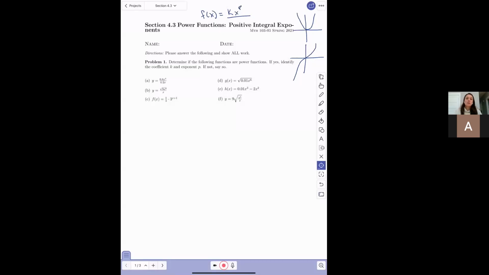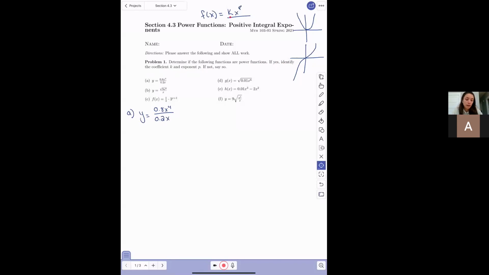Okay. So now, problem 1: determine if the following functions are power functions. If yes, identify the coefficient k and the exponent p. If not, say so. So this first one here, we have a, y equals 0.8x to the power 4 over 0.2x.